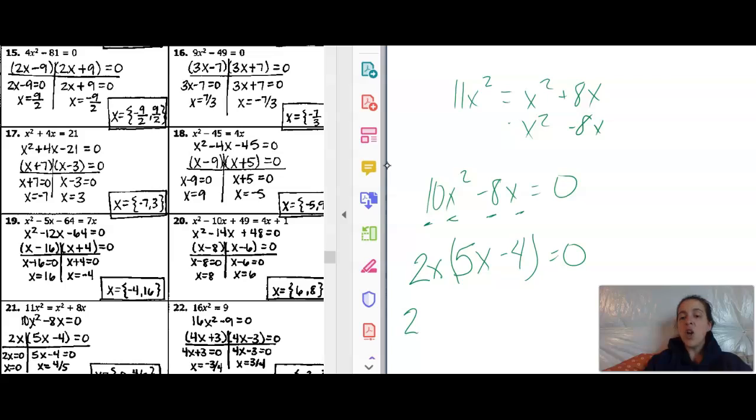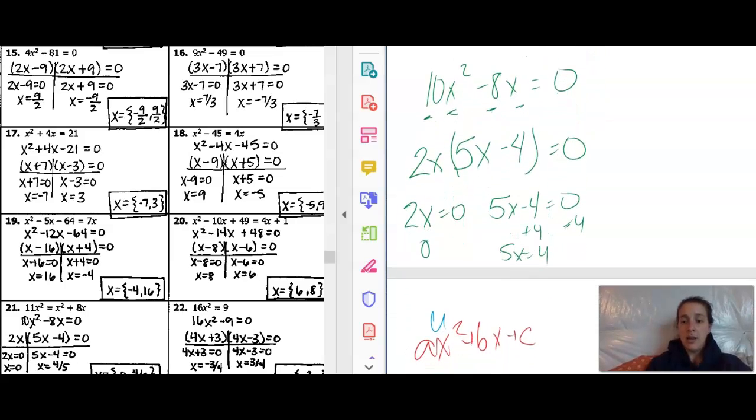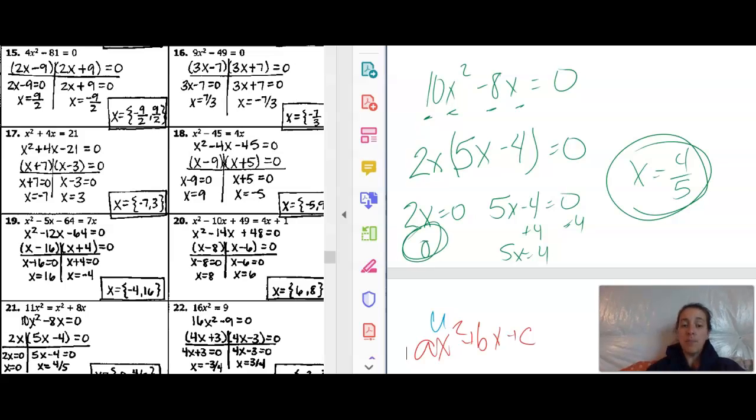So I factored them, and I know I factored them because I'm multiplying a couple of things together. So now I can set each piece equal to 0. So 2x equals 0, and then 5x minus 4 equals 0. So I add 4, so 5x equals 4, and then divide by 5, so x equals 4/5. So my two solutions are x equals 4/5 and x equals 0.